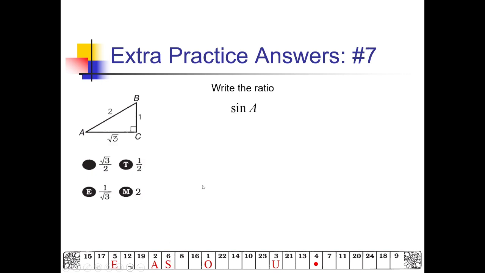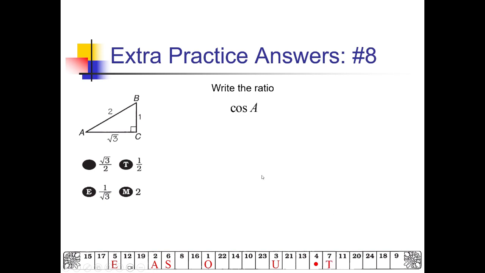For 7 through 9, we have yet another different triangle. Well, actually, it's our first different triangle, but we have yet another set of problems based off of just one triangle. So sine of A, opposite over hypotenuse. Angle A's opposite side is 1. It's across from it. Hypotenuse is 2. And 1 over 2 goes with T. So that goes in spot 7.